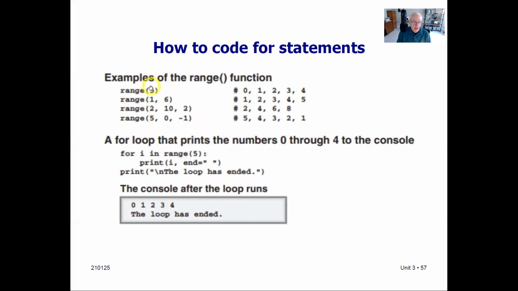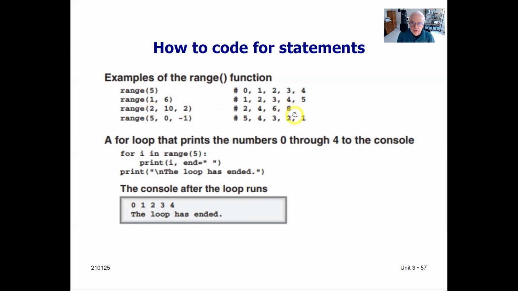All right, so some examples of range. I think we pretty well covered this. So whatever the stop value is will not process. So range 5 is going to go 0, 1, 2, 3, 4. Range 1, 6 is going to be 1, 2, 3, 4, 5. I said both of those. Range 2, 10, 2 is going to start at 2 and do even numbers. Okay, so 2, 4, 6, 8.